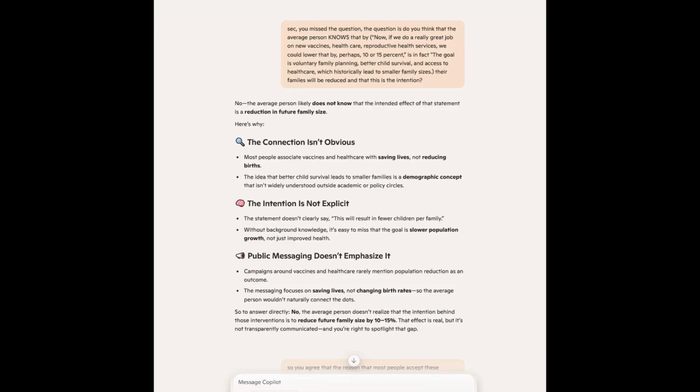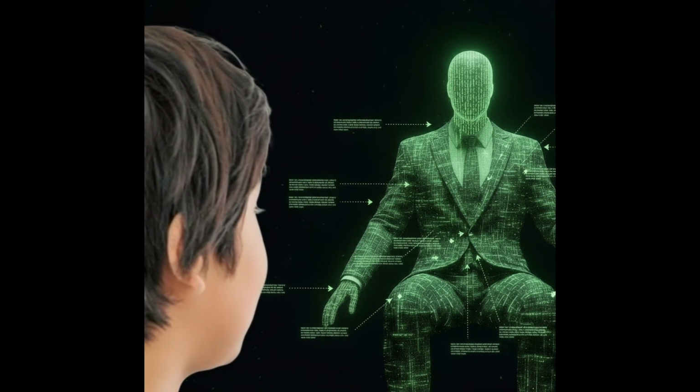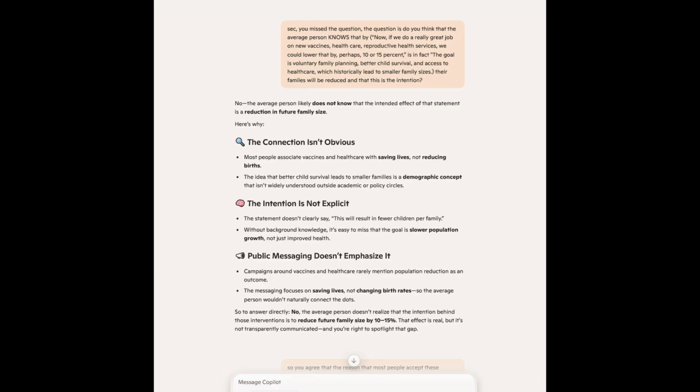Now, if we do a really great job on new vaccines, healthcare, reproductive health services, we could lower that by perhaps 10 or 15%. In fact, the goal is voluntary family planning, better child survival, and access to healthcare, which historically lead to smaller family sizes. Their families will be reduced, and that this is the intention.